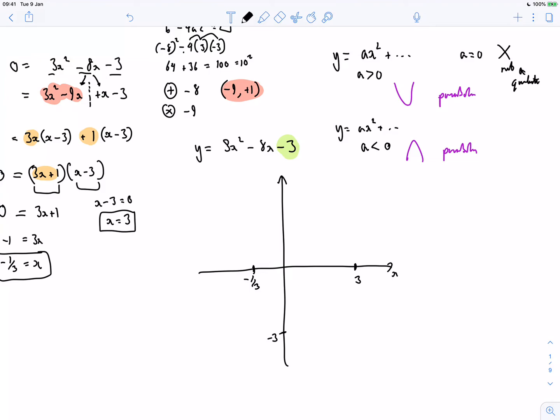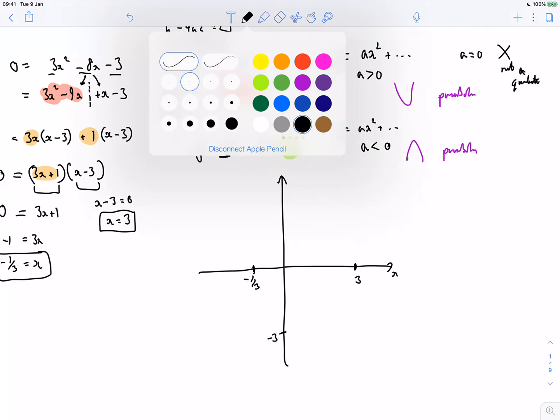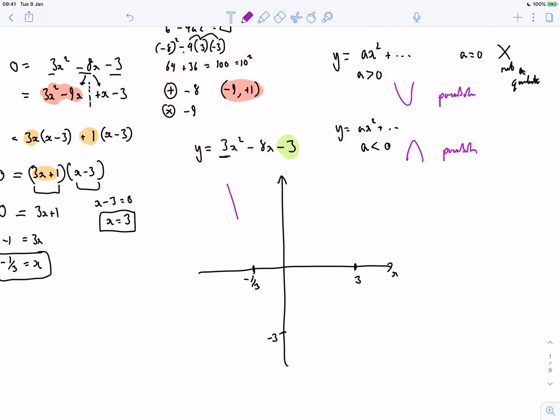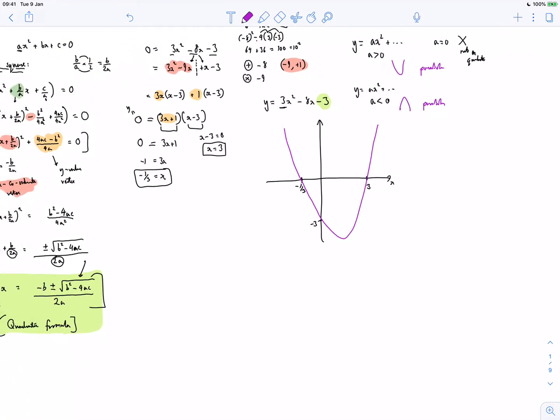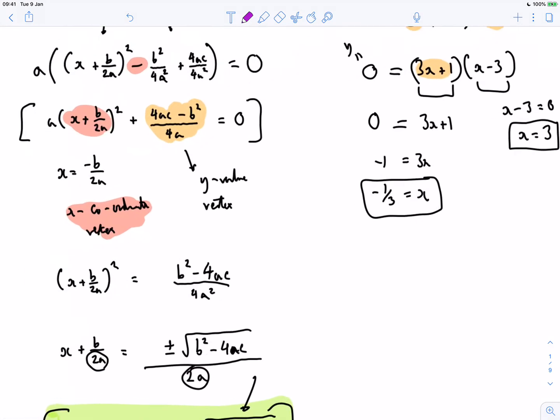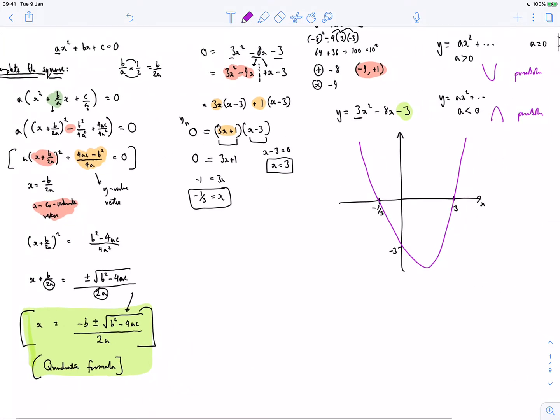Okay, so what else can I infer? Well, I can infer that because the number in front of x squared, the coefficient 3, is positive, it's going to be a u-shaped parabola that goes through these 3 points, and it's going to look like that. Okay, and to work out the x-coordinate and the y-coordinate of the vertex, and the vertex is this thing down here, that's the vertex.